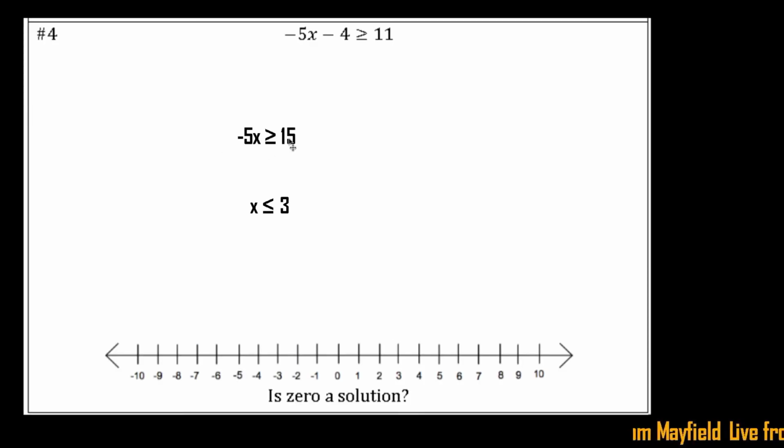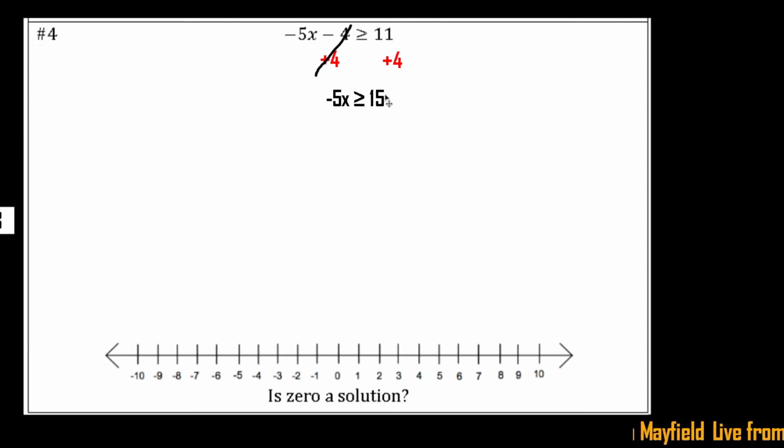Very last one. I already have it up there because I forgot to change it, but that's okay. We'll go through it step by step. A little bit of spoilers there. But it says for number 4, negative 5x minus 4 is greater than or equal to 11. Again, get the variable term by itself, and so we add 4 to both sides. And so on the left side, we are left with just that negative 5x, and we have greater than or equal to 15.